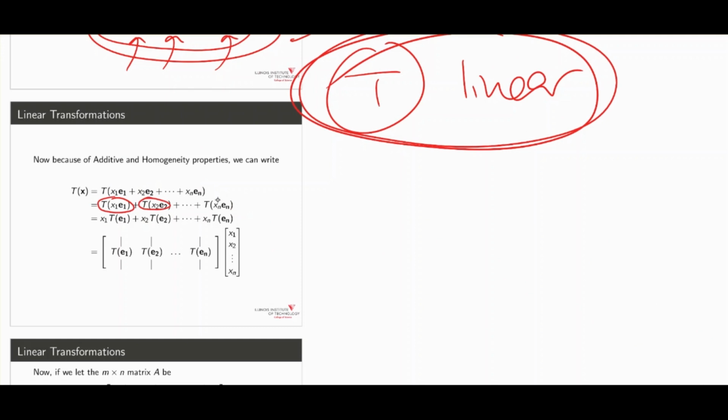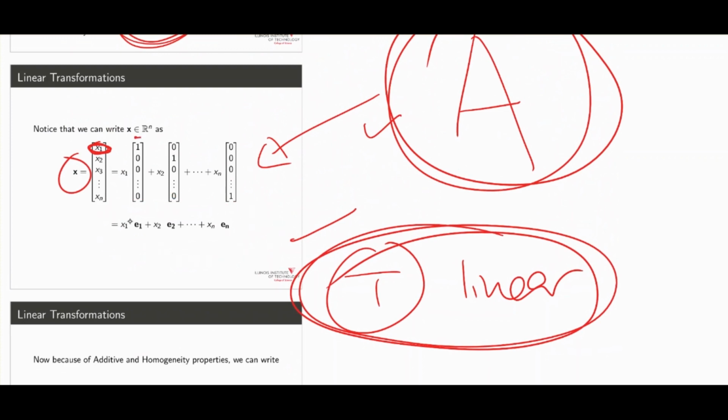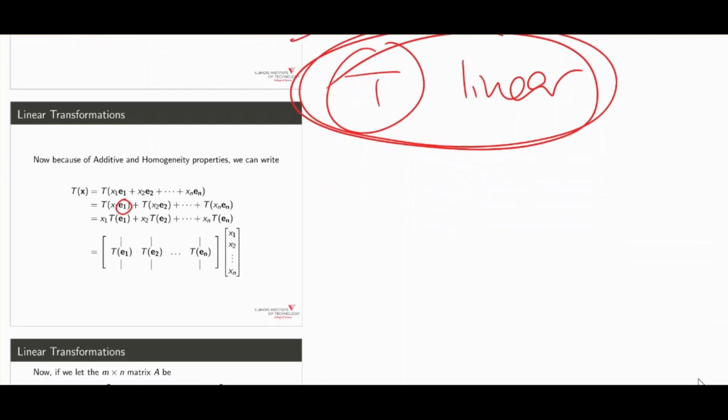Now for each individual term, T of x1 e1: I want you to remember x1 here is a real number, a scalar, but e1 is not a number. Your e1 is this entire vector. So the homogeneity property allows you to take the scalar out. You can take x1 out, x2 out, xn out. All of this utilizes the hypothesis that T is linear.